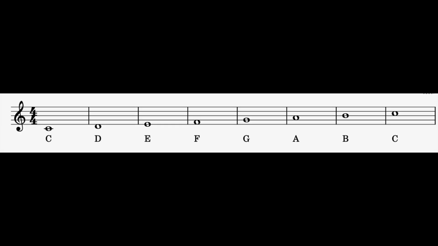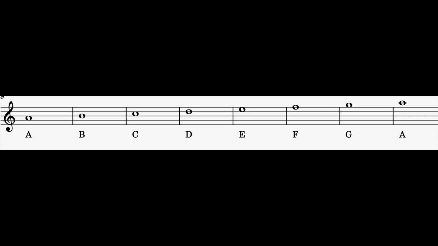Relative major and relative minor are scales that have the same key signature but a different tonal center. So for example, the classic one to use is C major, which of course uses C, D, E, F, G, A, B, and then back to C for the tonic. And the relative minor scale that uses that same key signature, so the same amount of accidentals, is A minor, which starts on A as the tonic, and then goes to B, C, D, E, F, G, and then back to A.